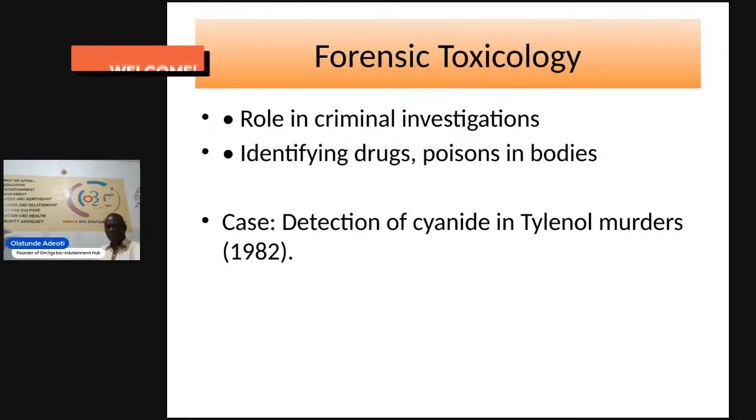For example, identifying drugs and poison in the bodies. If somebody died of unknown cause or is suspected to have died of consumption of poison, we can actually employ the services of a forensic expert or forensic toxicologist to be able to do that. And a case, detection of cyanide in Tylenol murders of 1982. There was also one I told us about in an earlier video, I think sometime in first semester.